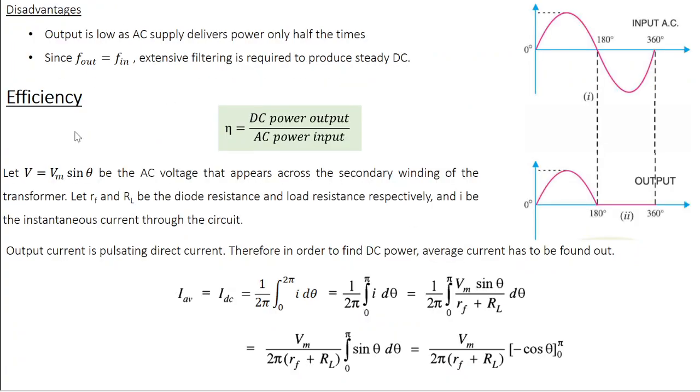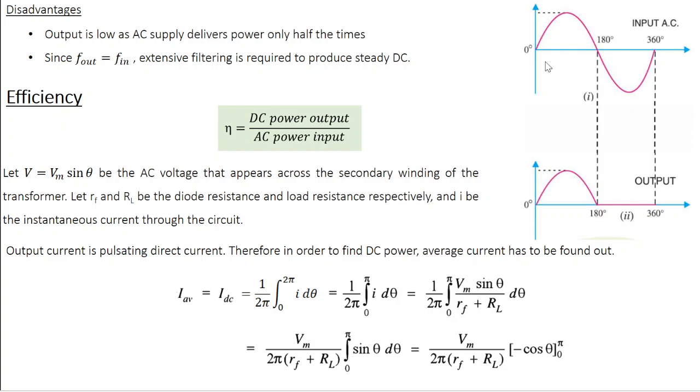Now, what are the disadvantages of this kind of a rectifier circuit? First thing, you are utilizing only half the cycles of the input signal, right? So the output is going to be low. Secondly, if you look at the frequencies of the input and output signal, so what is frequency? It is inverse of the time period. So time period is the time duration after which the signal is going to repeat itself.